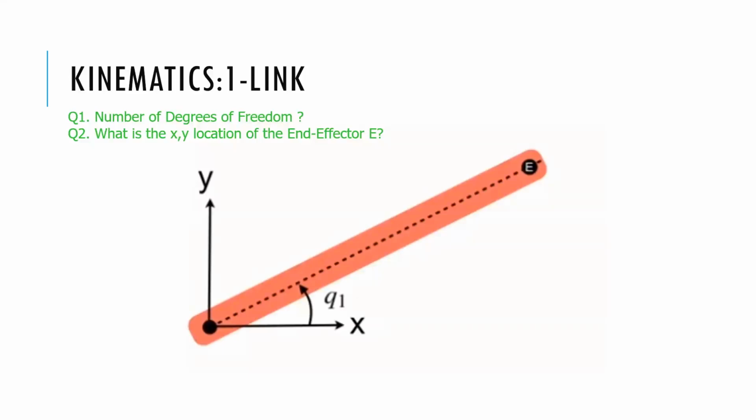So here is an example. This is going to be a 1-link arm, and here is the base. I want to know the position of this end effector. How can you compute this? Where the E is located?